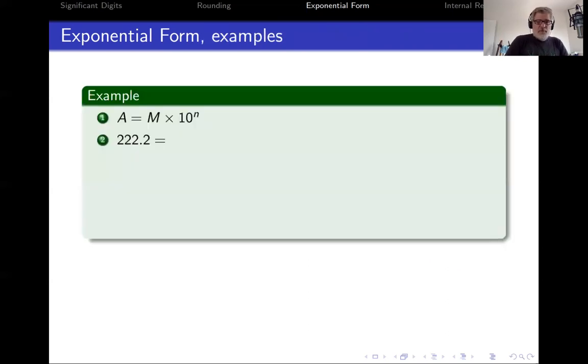Here are some examples of this. Suppose I take the number 222.2 and I want to write it in normalized exponential form. What I need to do is move that decimal point to the right of the first non-zero digit, and of course adjust the exponent accordingly. So this is 2.222 times 10 to the power 2. It's the same number, and that's its normalized exponential form. I bet you've done this before.